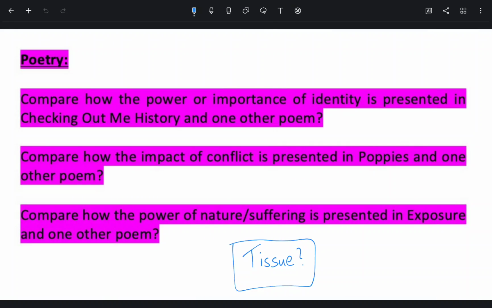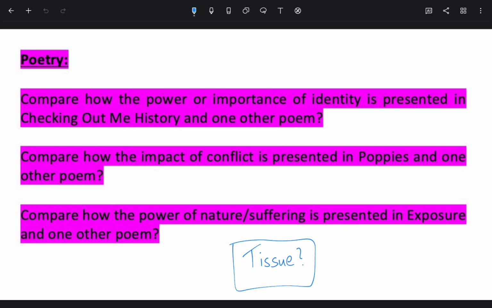Moving on to poetry, to those of you doing Power and Conflict, these are some of the predictions. Number 1, compare how the power or importance of identity is presented in Checking Out Me History and one other poem. Compare how the impact of conflict is presented in Poppies and one other poem. And lastly, compare how the power of nature or suffering is presented in Exposure and one other poem. So these are some possible poems that may come up for your Power and Conflict anthology. So please make sure you go over all 15 prior to the exam.